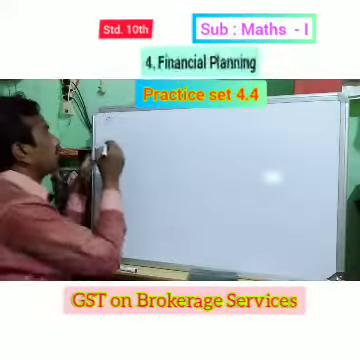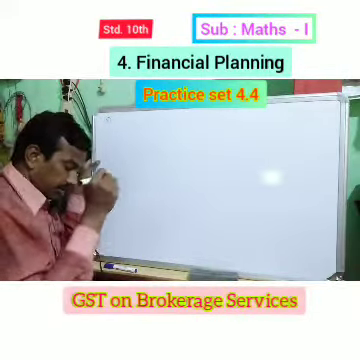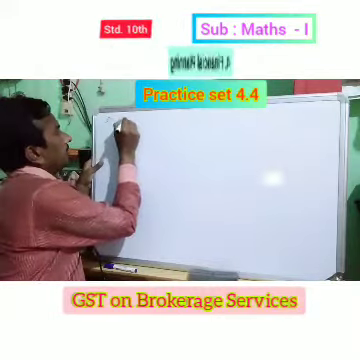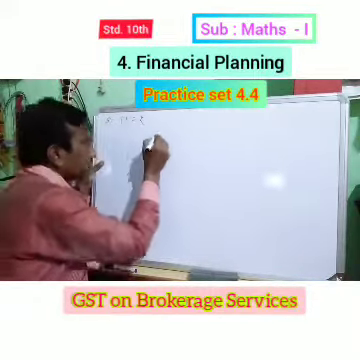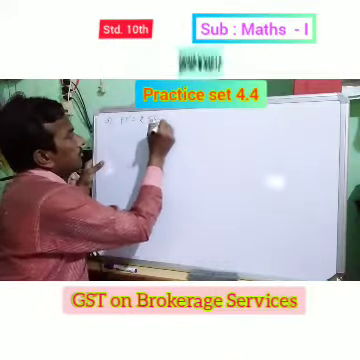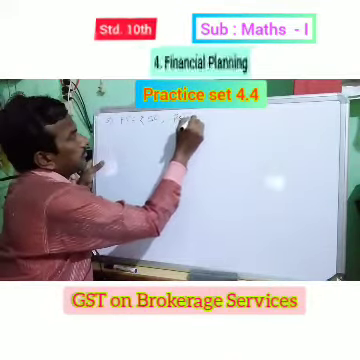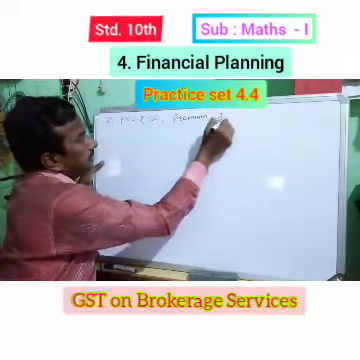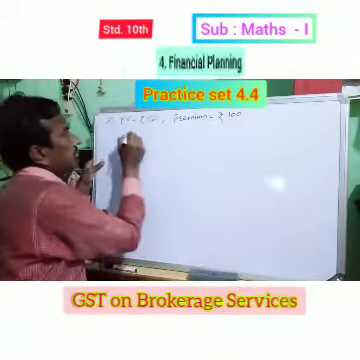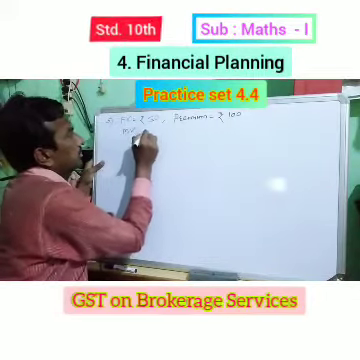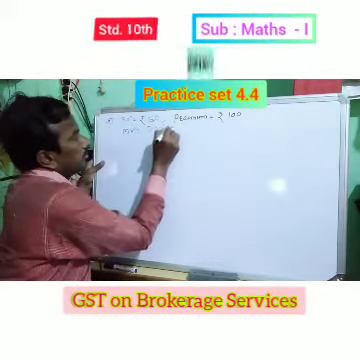Then we have to write down what is given in the question. Face value of share is rupees 50. Premium amount is rupees 100. Means we can find the market value of the share. It is face value plus premium.